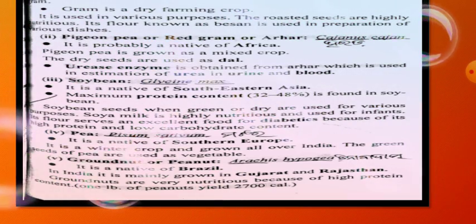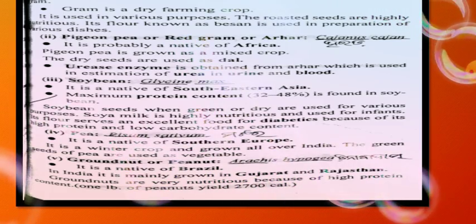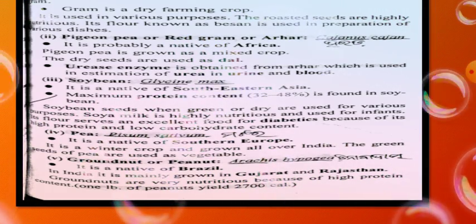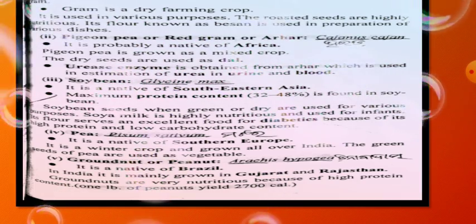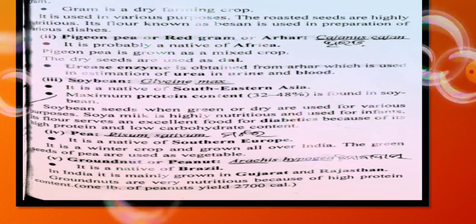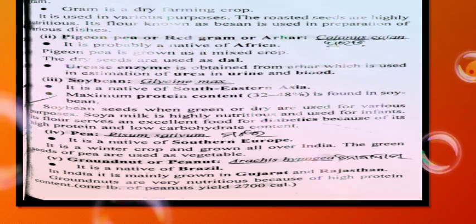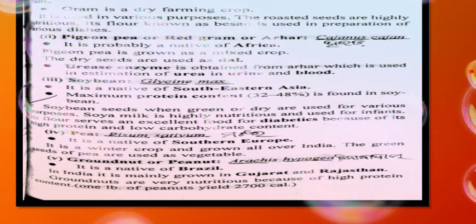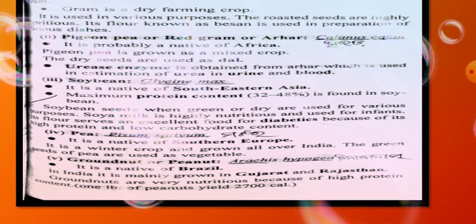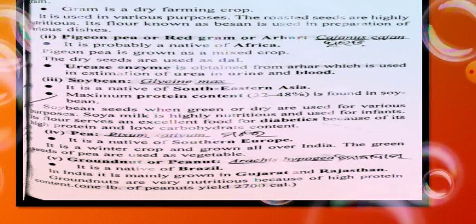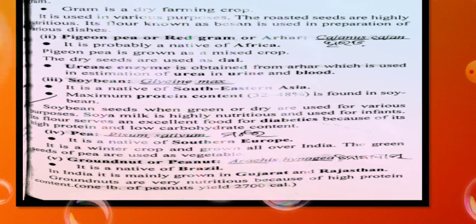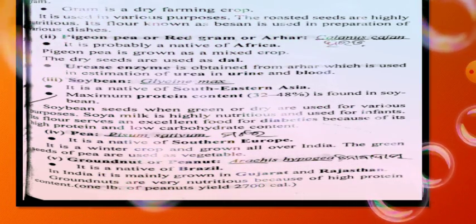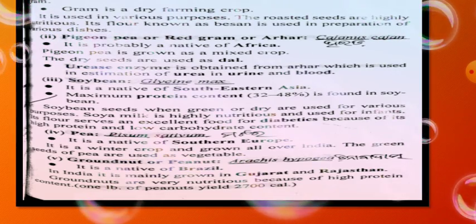It is native to southern Europe, and this is a winter crop. Now is the season for the pea, and you can just see it in the market. We normally call it the green pea or green matar. This is a winter crop grown all over India, and the green seeds of the pea are used as a vegetable.